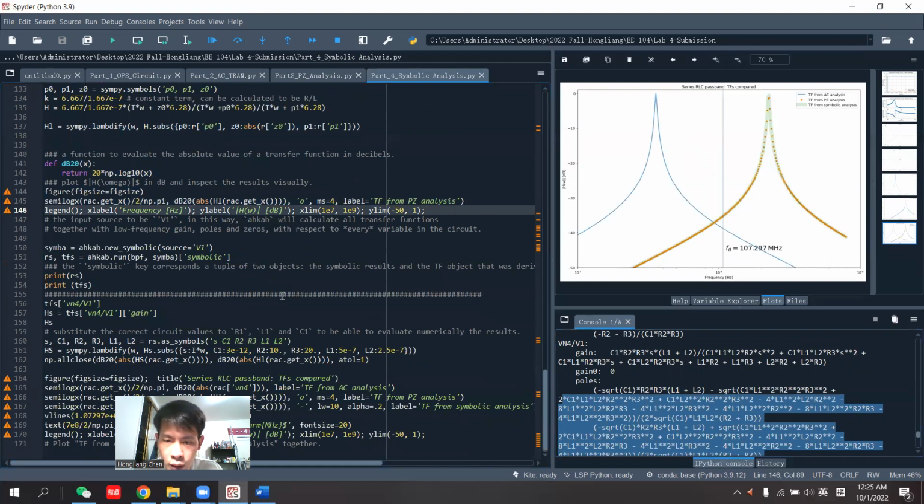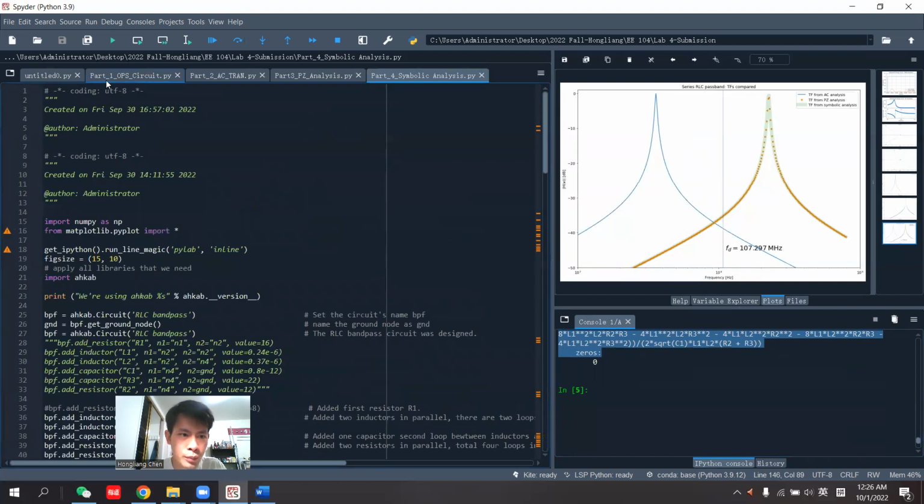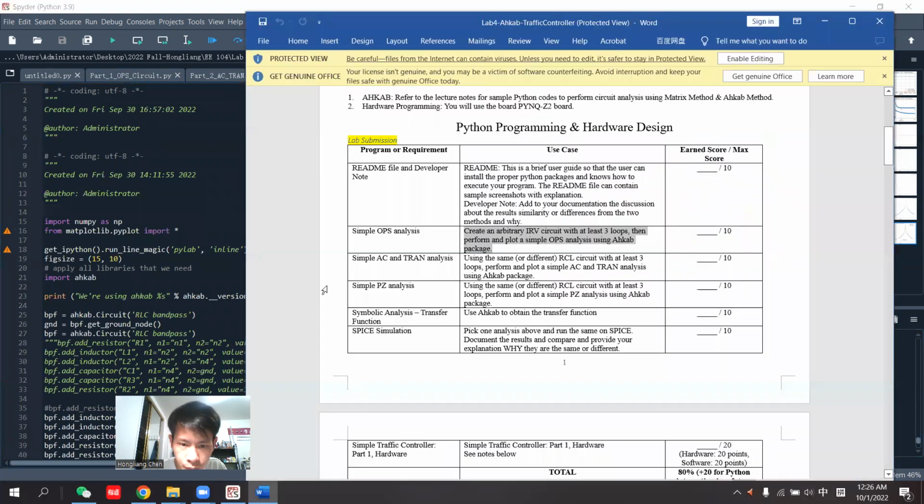And last, we have combination analysis, including AC and PZ analysis. So the light blue shows the symbolic analysis, and we have a frequency equal to 107.297. So actually, the programs for all parts are great, and the last part is to pick one analysis to run on Spice.